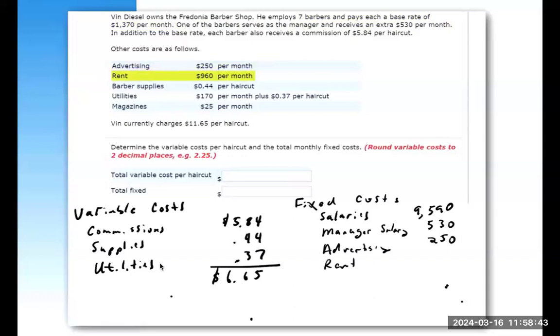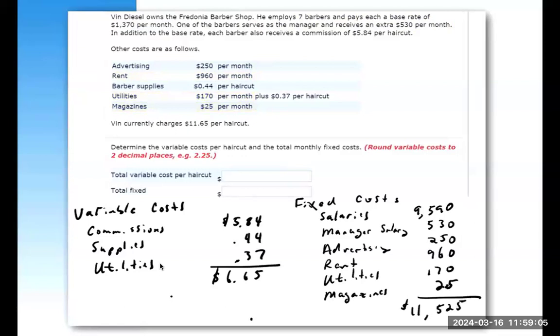In addition, we've got the advertising, and the advertising is $250 a month. Rent, $960 a month. Utilities of $170 a month, and the magazines of $25 a month. And so our total fixed cost would be $11,525.